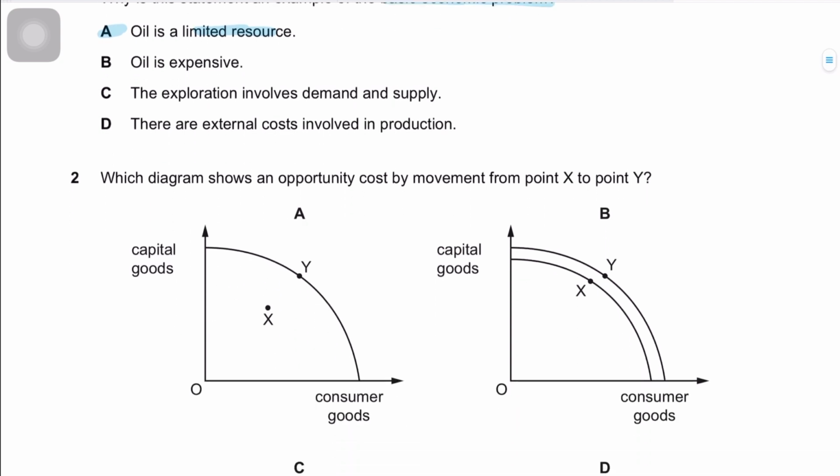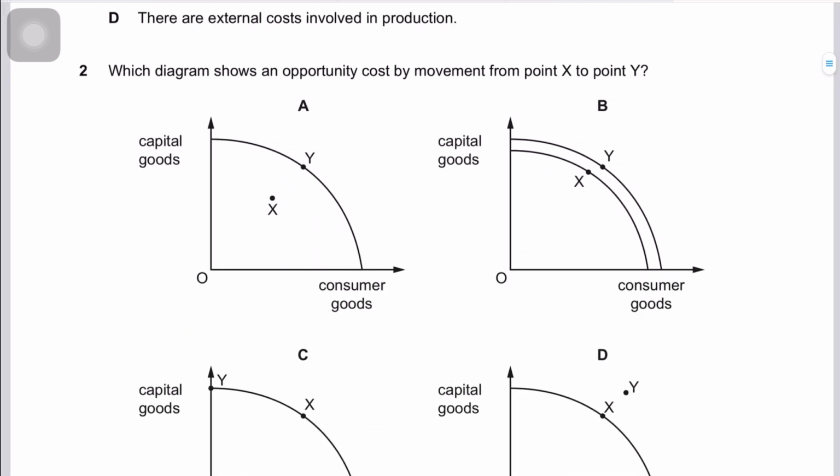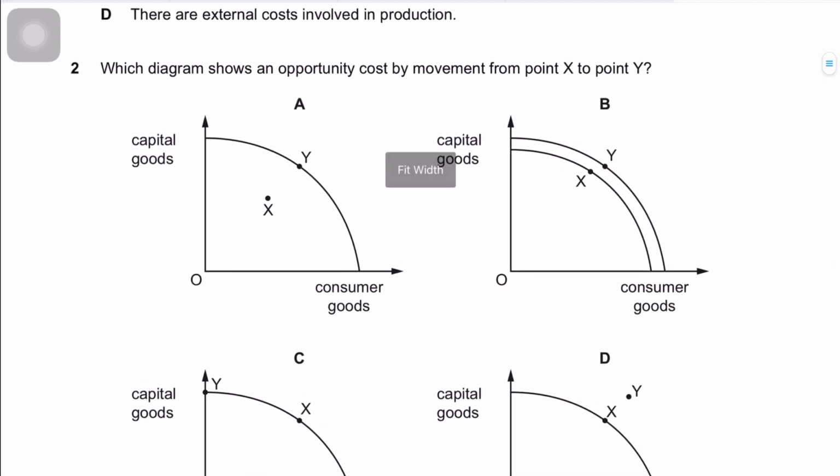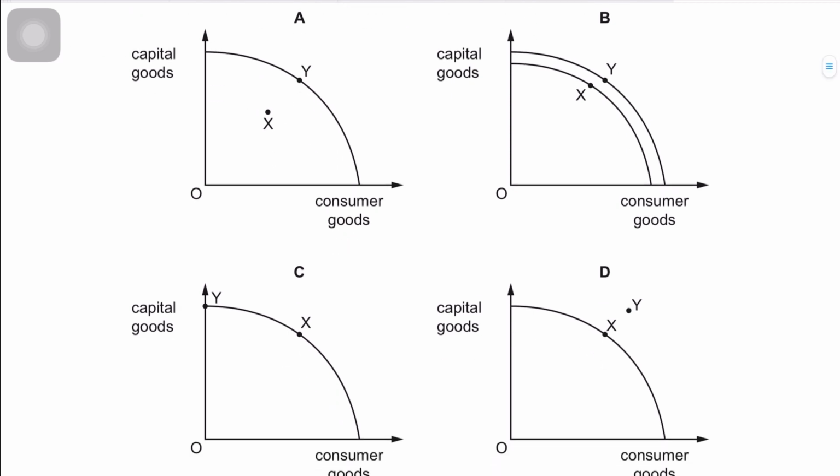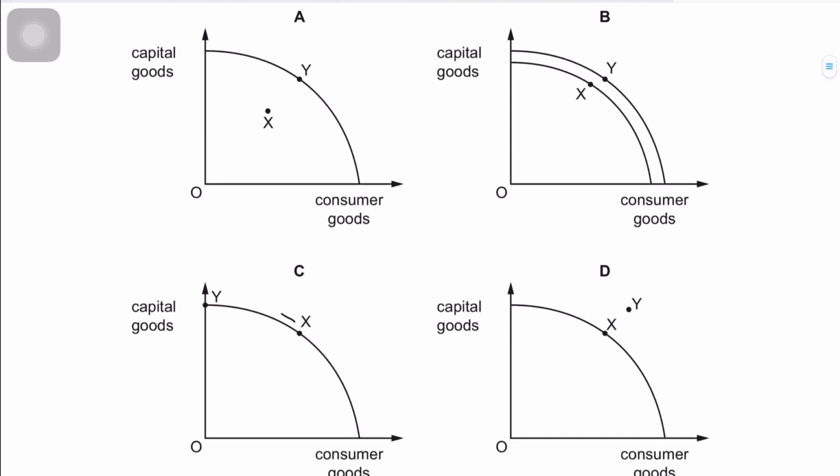Anyways, let's move forward. Question number 2, which diagram shows an opportunity cost by movement from point X to Y? We know that opportunity cost is the next best alternative foregone, and opportunity cost can actually be shown through a PPC curve. So the answer should be C, because when you move from X to Y, you're producing more capital goods. As a result of that, consumer goods will be foregone.